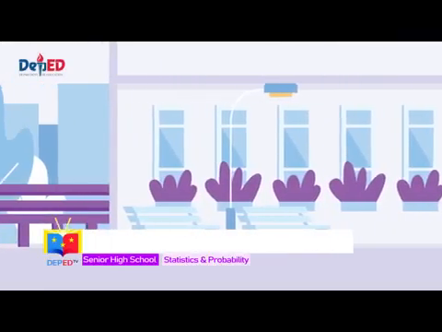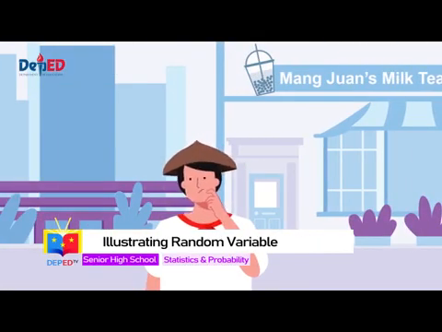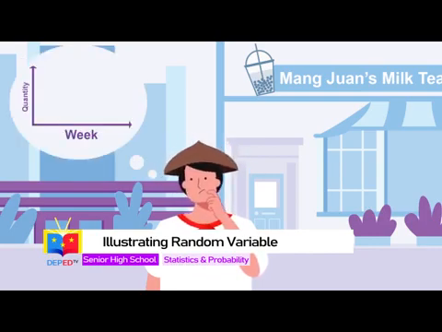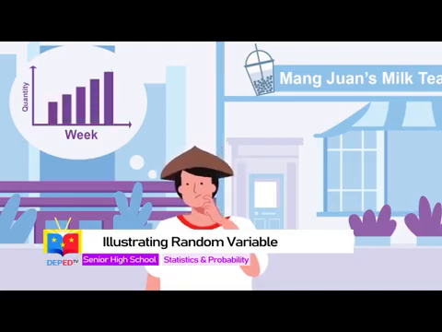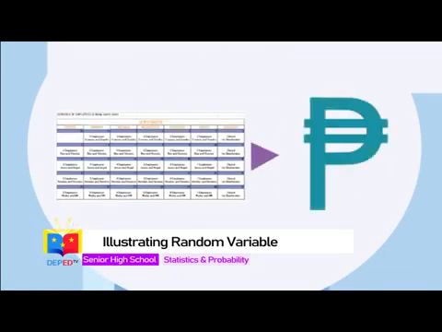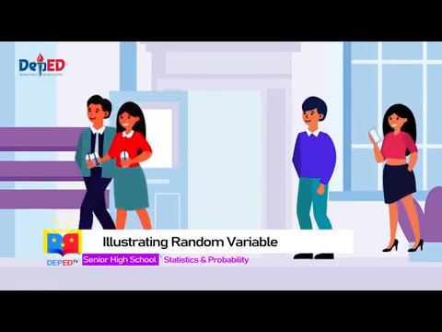Let's have another example. Mang Juan is a milk tea business that sells milk tea of varied flavors, sugar levels, and add-ons. Mang Juan would like to analyze the sales and look at the progress of his business. He wants to do this because he wants to plan the schedule of his employees and see if it is the right time to expand his business. Mang Juan collected data for the past 3 months containing the number of milk teas purchased by each customer who makes a transaction.